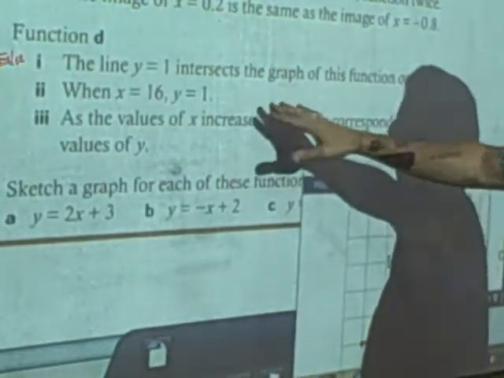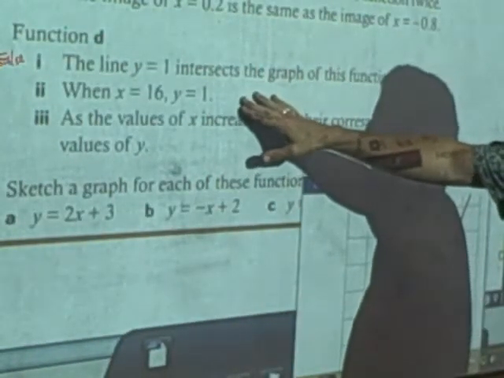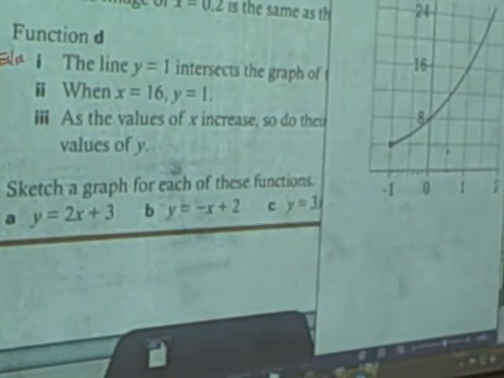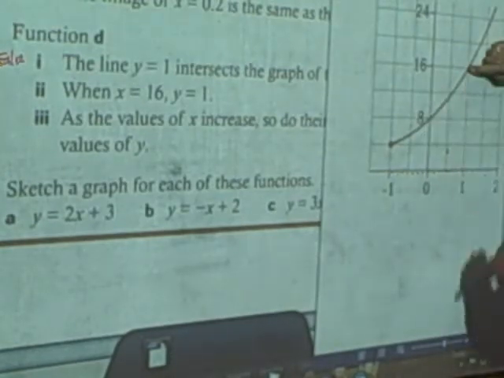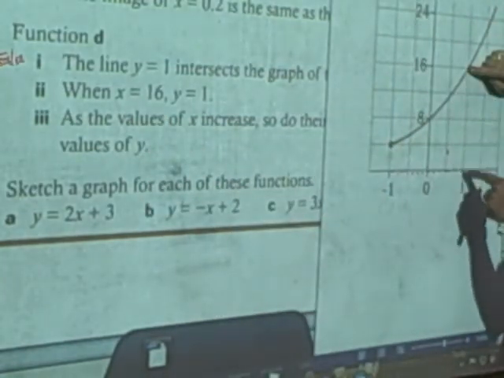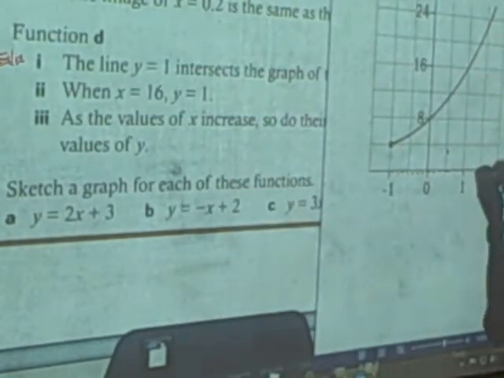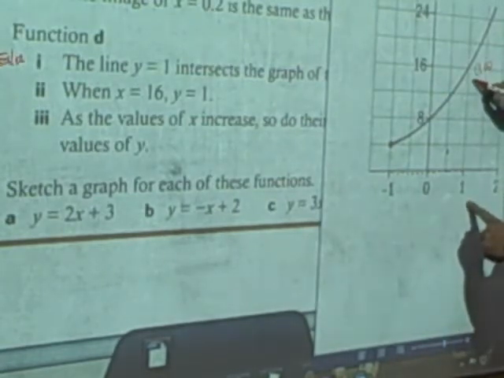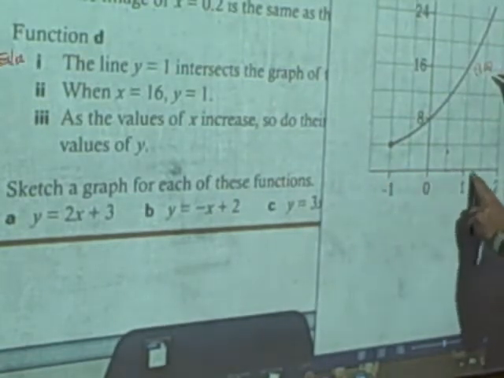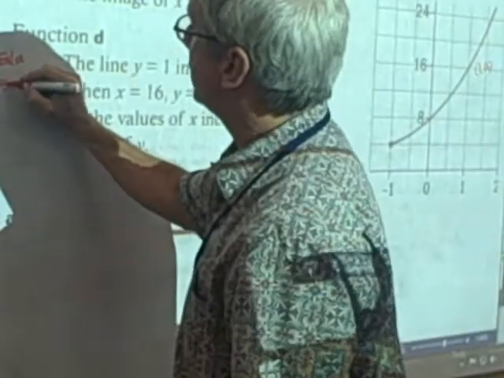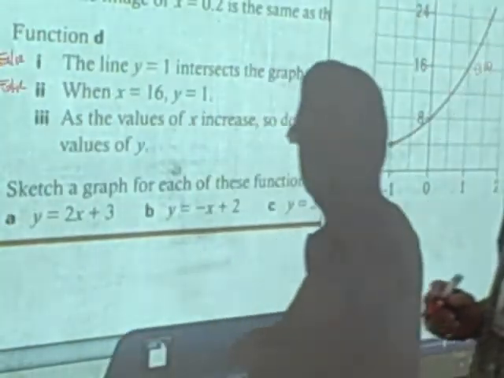Next question. When x is equal to 16, y is equal to 1. We look at our graph, and the point of interest here is right here. Now, that's where y is equal to 16, not x. It says x is equal to 16, y is equal to 1. This is the point (1, 16). That's where x is equal to 1, y is equal to 16. So the second one is false. They tried to get you to confuse x and y.